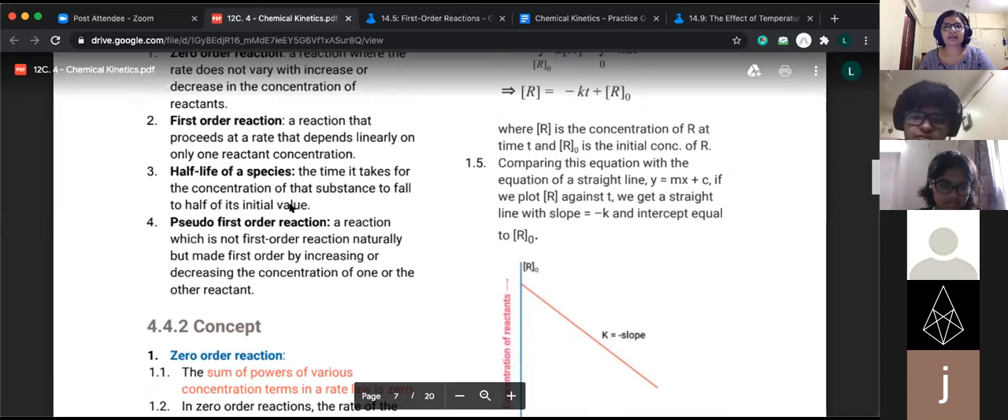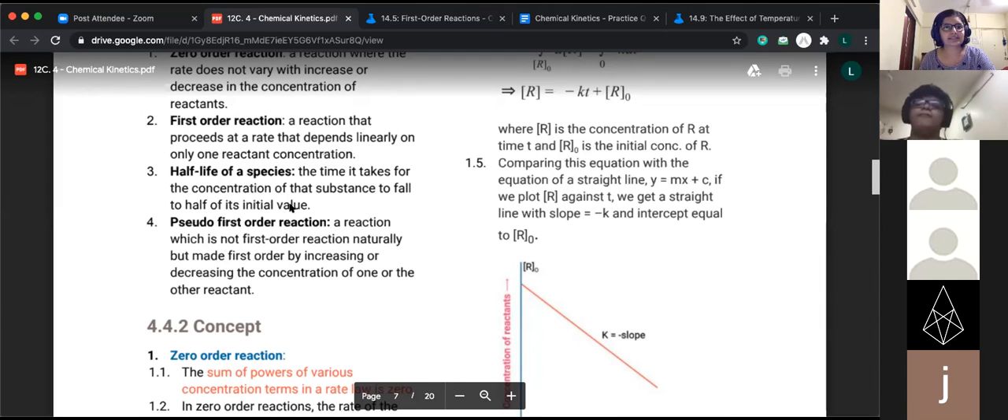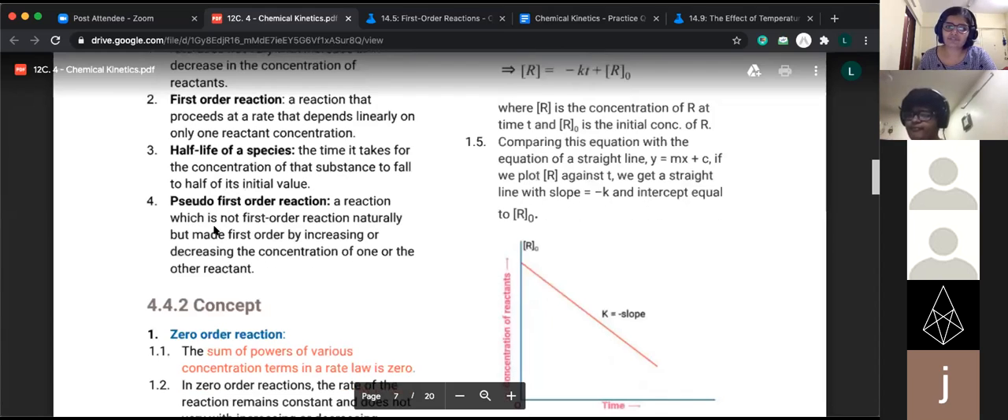Okay. Have you guys done radioactivity in physics? Yes, ma'am. So like half-life you guys must be familiar with in that context, right? Yes, ma'am. Yes, so it means the exact same thing, except those are nuclear reactions. Here we will be dealing with chemical reactions. That's it. And then we've got pseudo first order reactions.